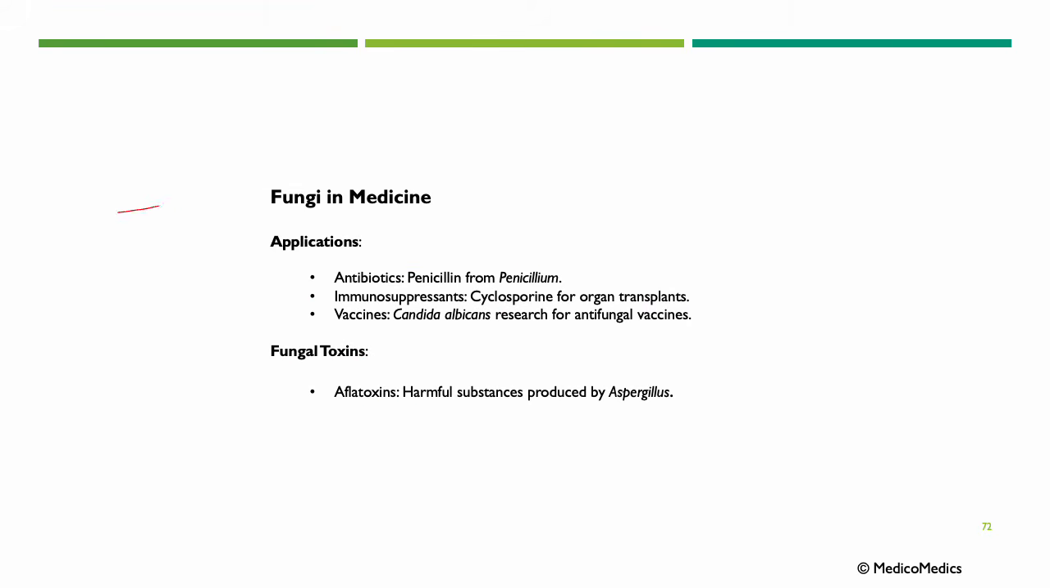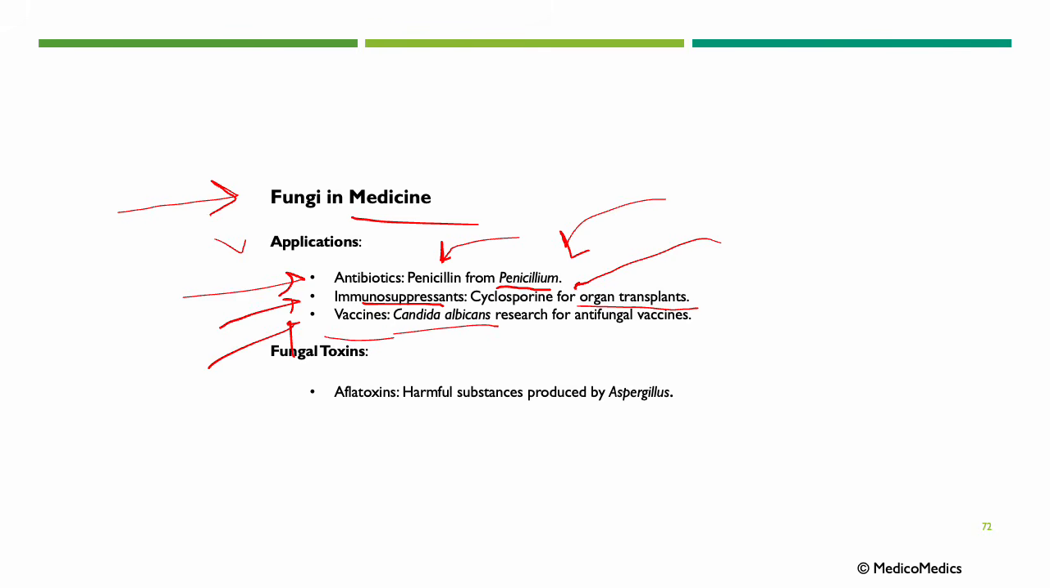And now let's turn to fungi in medicine. Applications. We use them in antibiotics. An antibiotic known to most people is penicillin, and it is derived from Penicillium, a fungus. We have immunosuppressants like cyclosporine, used for organ transplants, and Candida albicans used in vaccines, used for research in antifungal vaccines. Then we have fungal toxins, aflatoxins. These are harmful substances produced by Aspergillus.